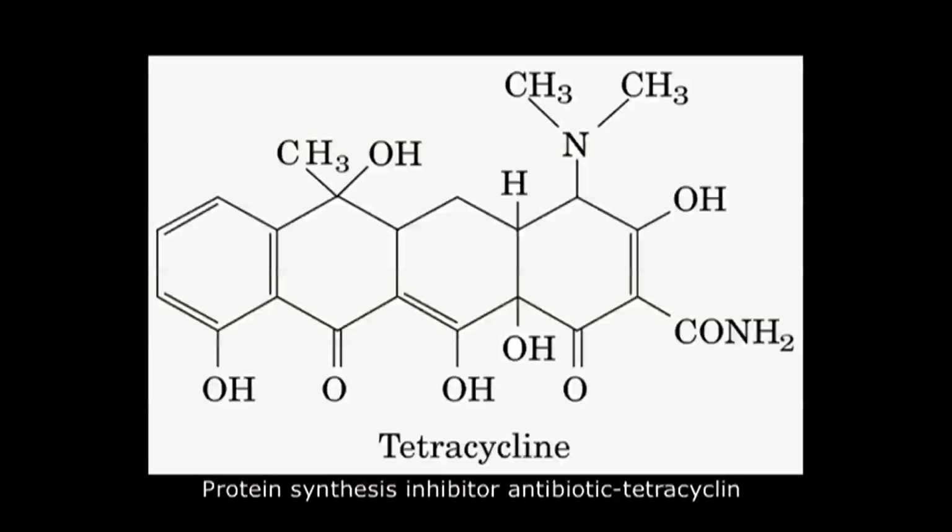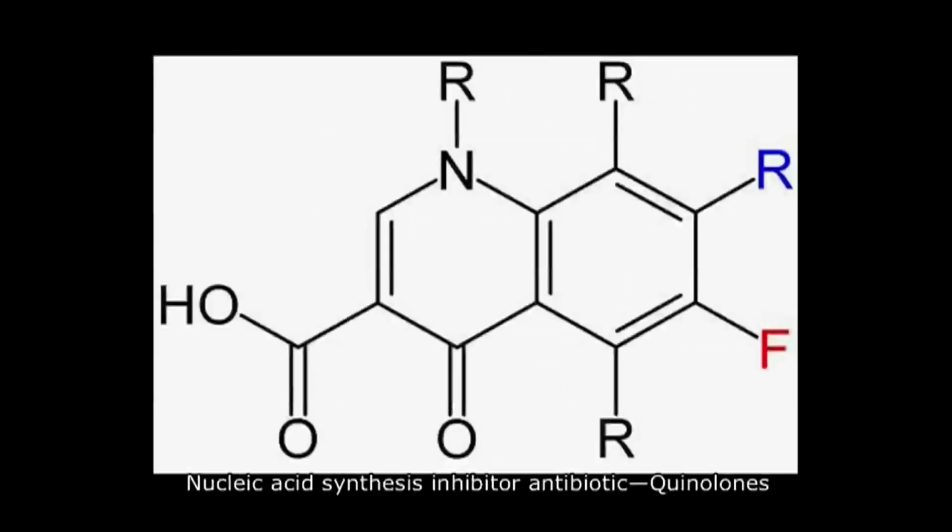Tetracycline, erythromycin, streptomycin, they are protein synthesis inhibitors. So, I talked about protein synthesis from mRNA with the help of the ribosome. So, actually all these antimicrobial drugs or antibiotics inhibit bacterial protein synthesis in some way. Quinolones are the antibiotics which inhibit nucleic acid biosynthesis in prokaryotes.